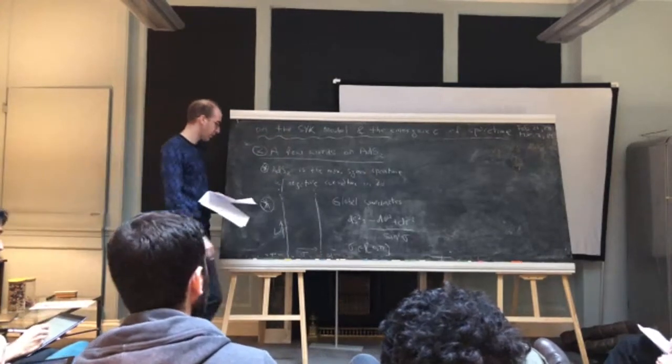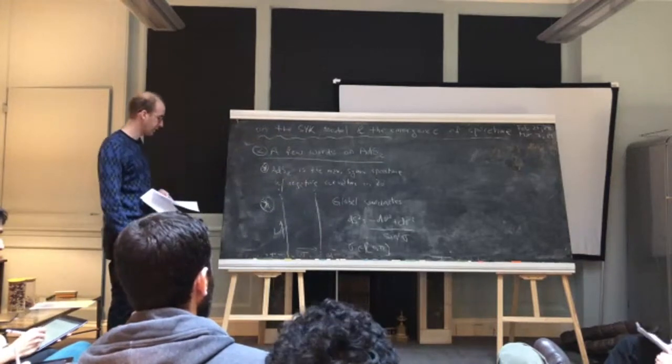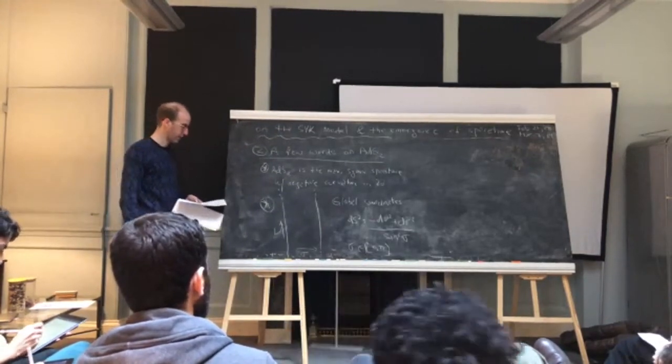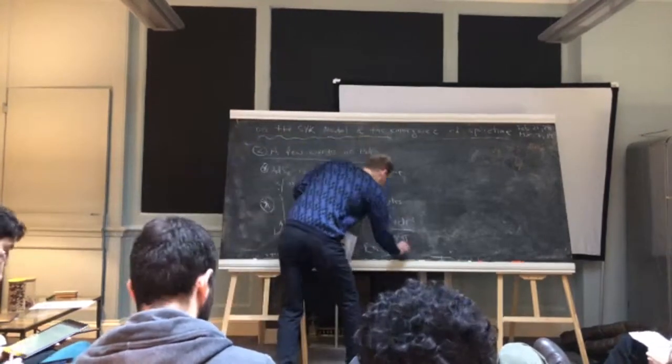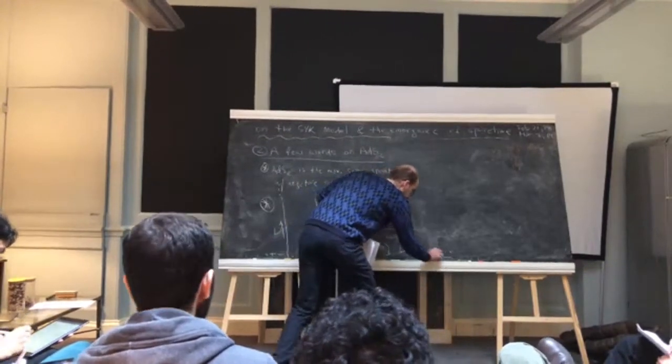As I was telling you before, here we have two different points where this diverges. So AdS2 has two boundaries. It's global. Sorry. And then tau goes from minus infinity to infinity.